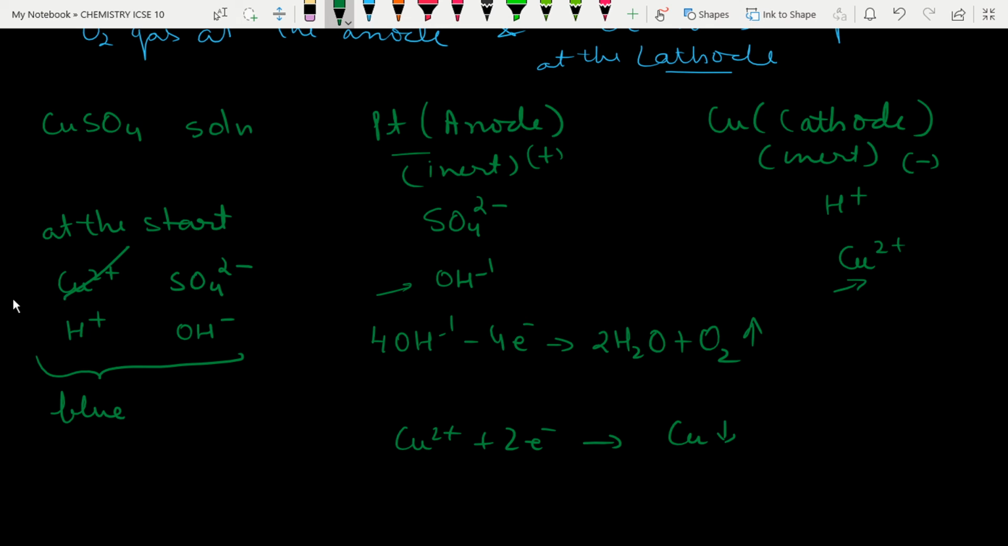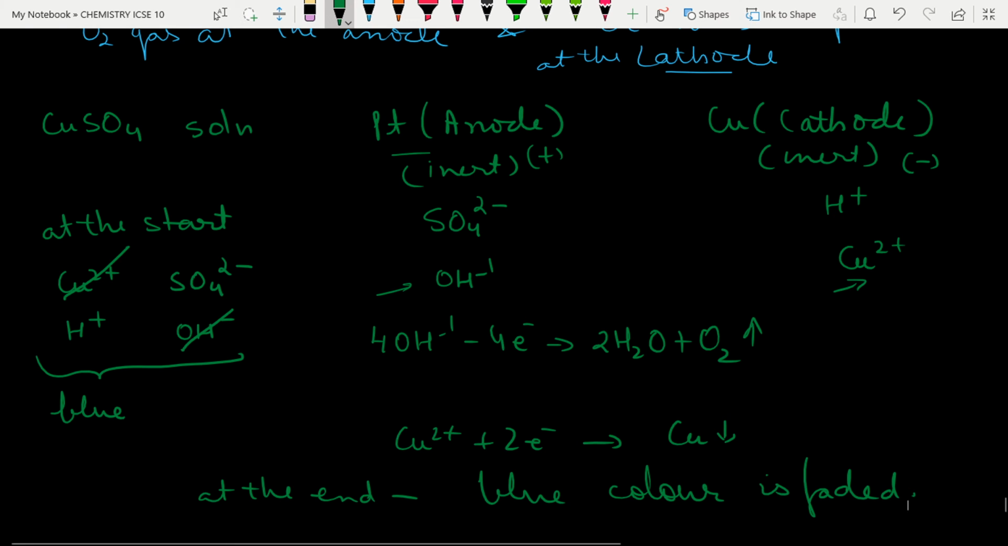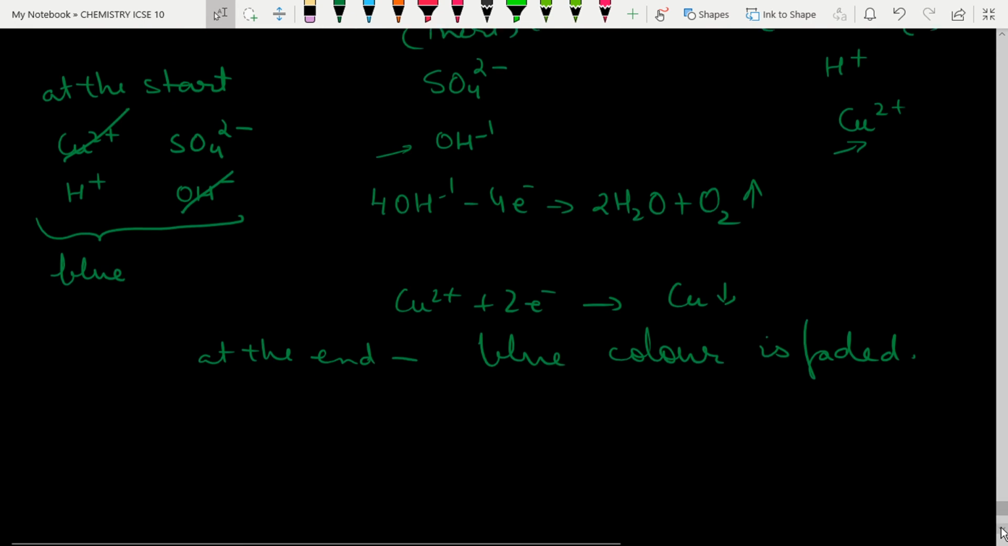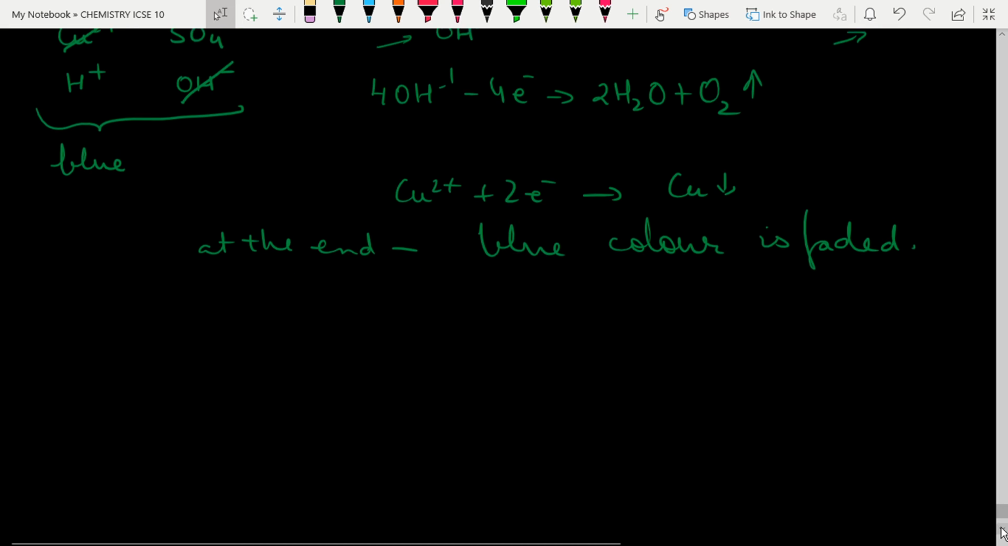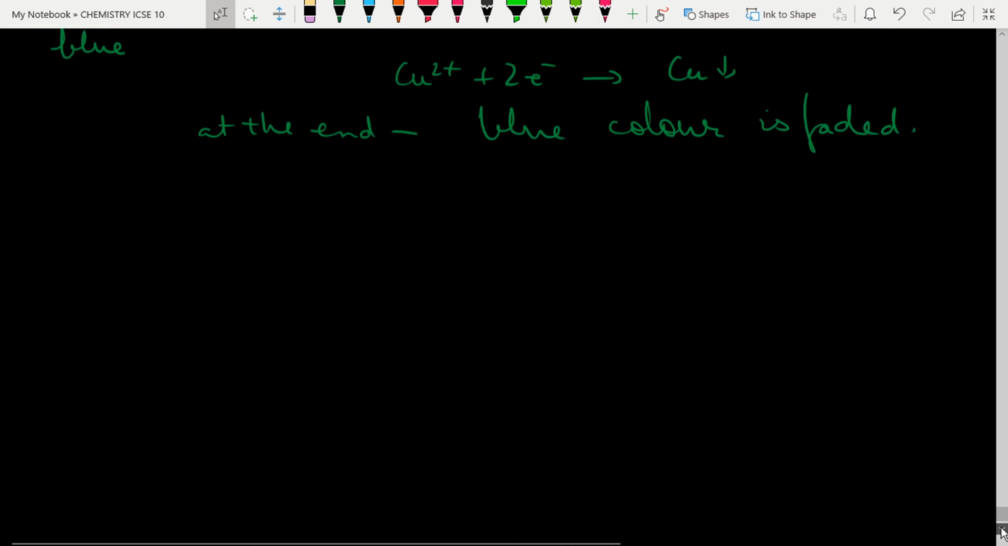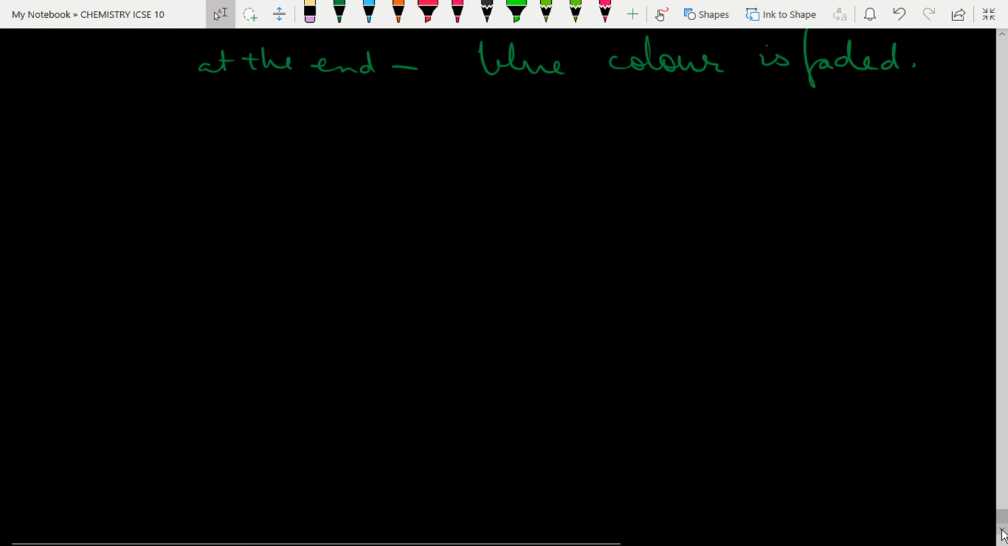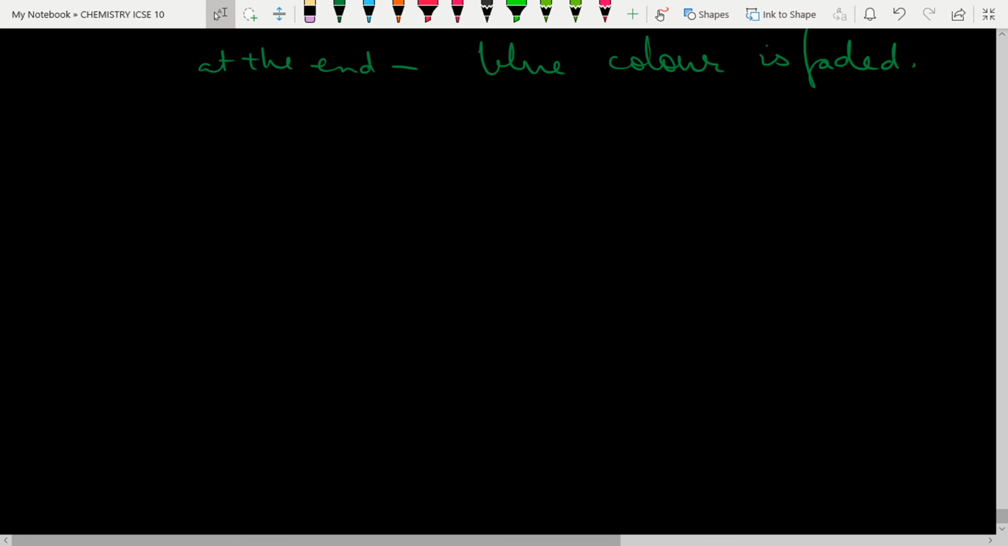This will be finished, this will be finished. So at the end we see the blue color fades. Blue color is faded. Now let us see part 3. Part 3 is very interesting, where what we are doing is we are discussing the electrolysis of copper sulfate solution.